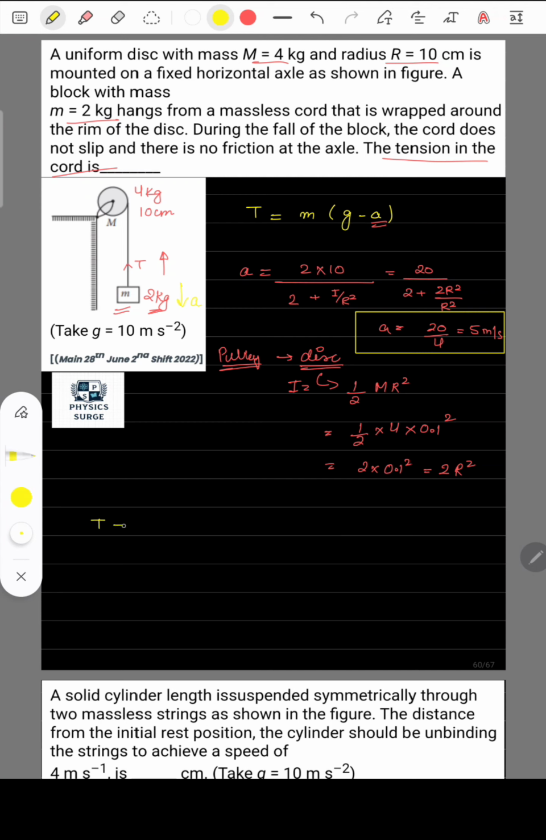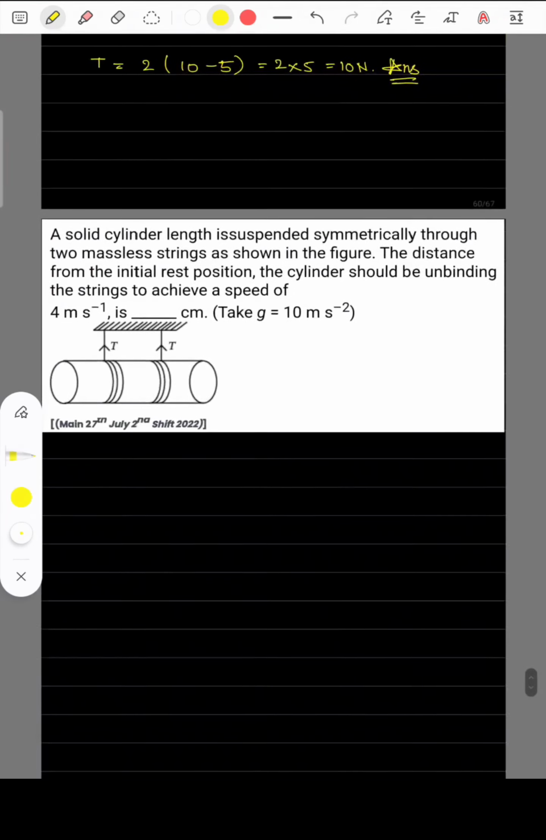Now to calculate the tension, we can write the mass of the block, 2, acceleration due to gravity 10 minus 5, 2 into 5 equals 10 Newton. 10 Newton is the answer. Let's move to the second question.